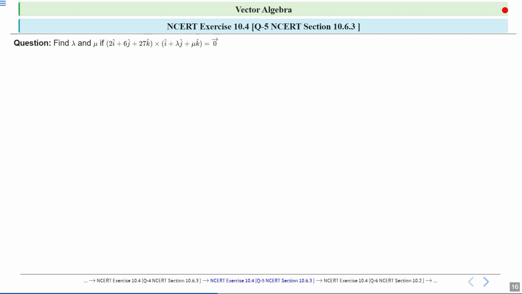NCERT exercise 10.4 question number 5. We are given two vectors, 2 I cap plus 6 j cap plus 27 k cap and I cap plus lambda j cap plus mu k cap. The question asks us to find the values of lambda and mu such that their cross product equals the 0 vector. So you can remember, when the cross product of two vectors is 0, it means the vectors are parallel. Got it? So you can think about what this tells us about lambda and mu, right? Let's see how we can solve this.